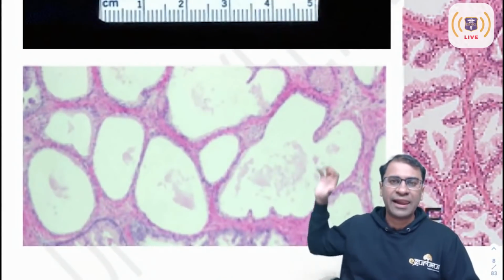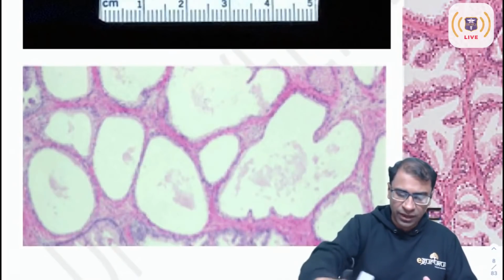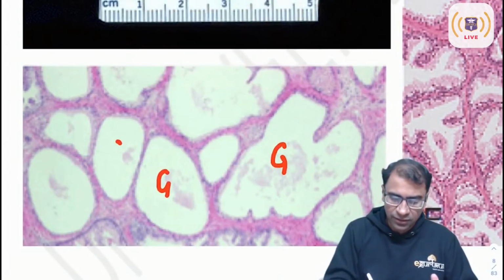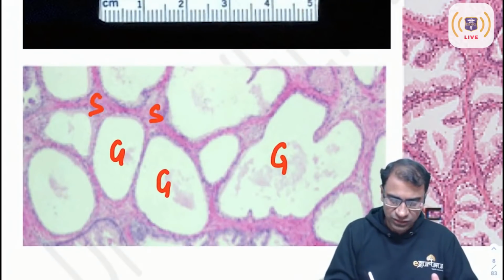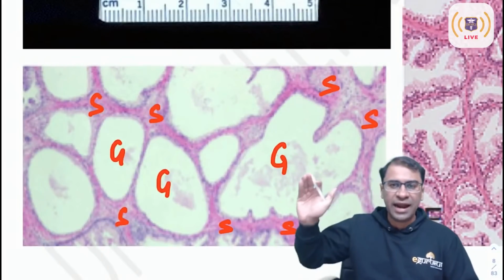Okay, now look at this normal gland of a prostate. This is the gland area. Okay, I'm writing just G here. This biopsy is of a normal gland, and this is the stroma. This pink area is the stroma. Okay, the gland and the stroma.